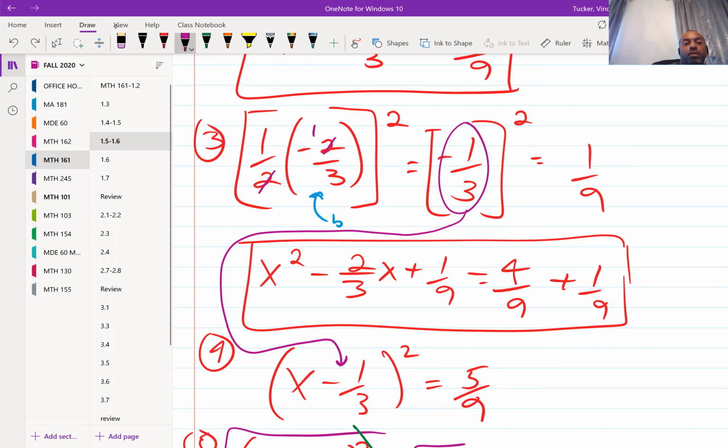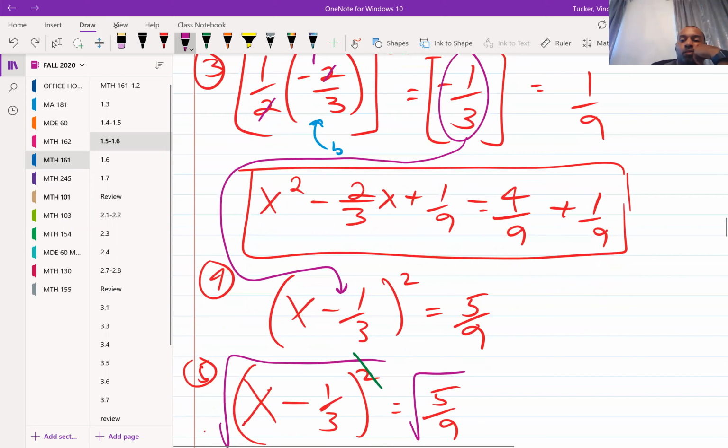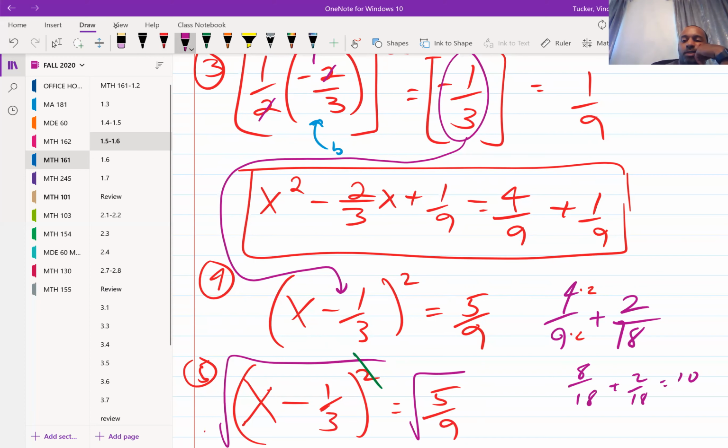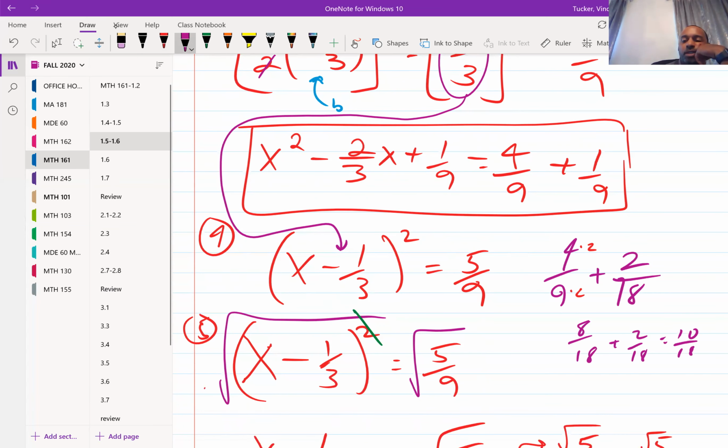Questions? Are we good? Okay. If this wasn't simplified already, like if that 1/9 was like 2/18, right now, would we simplify it in that part? Yeah, so you're saying if you have 4/9 plus 2/18? Yep. The only thing is that now you have to find a common denominator, which would be 18. And just go through that whole process. And that would be 8 over 18 plus 2 over 18, 10 over 18, and then reduce it to 5 over 9.